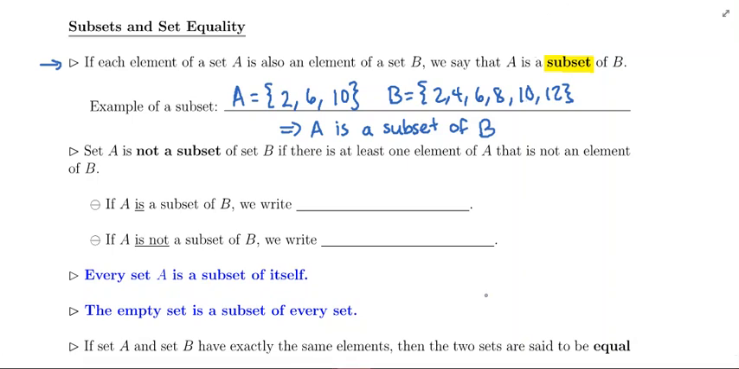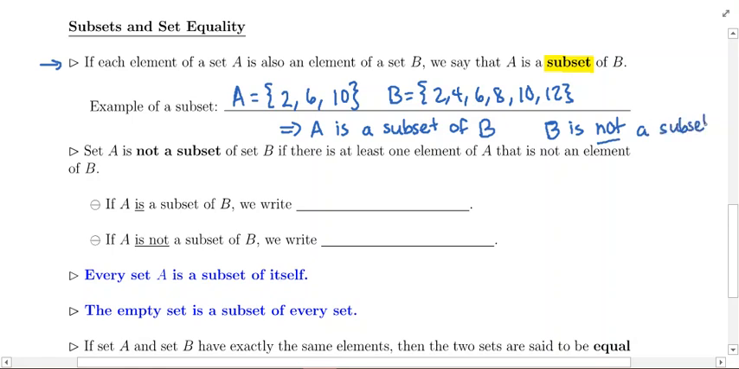On the flip side, B is not a subset of A, because if you look at this statement, there is at least one element of B that is not in A. Like 4, the number 4. 4 is in B, but it is not in A. So it is not true that every number that is in B is also in A. So B is not a subset of A.